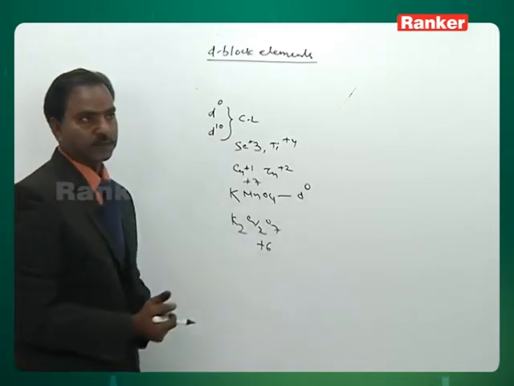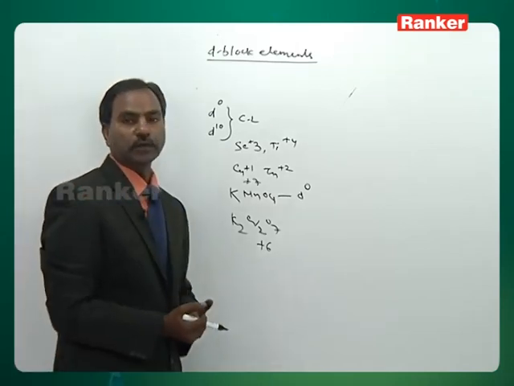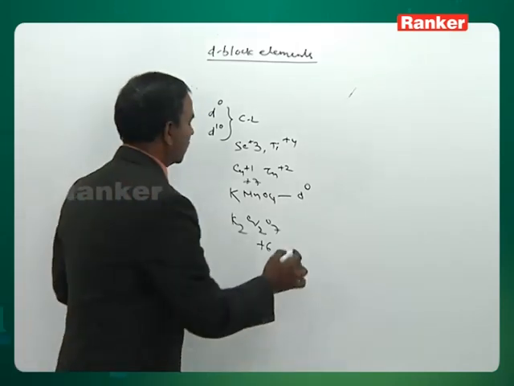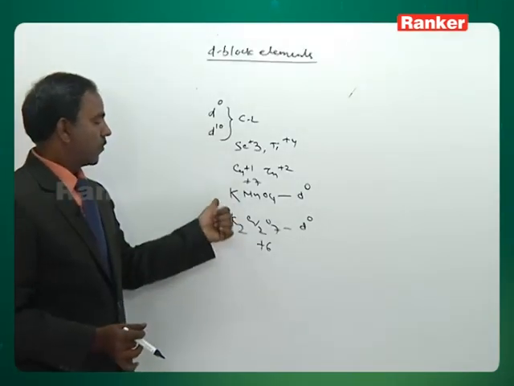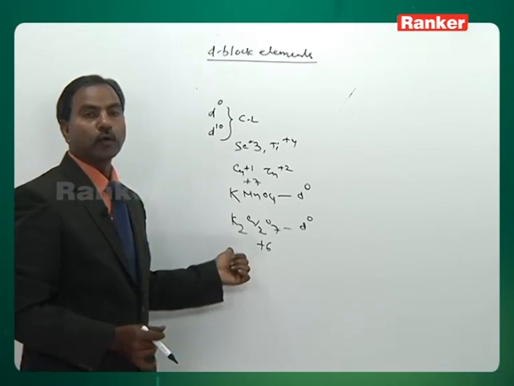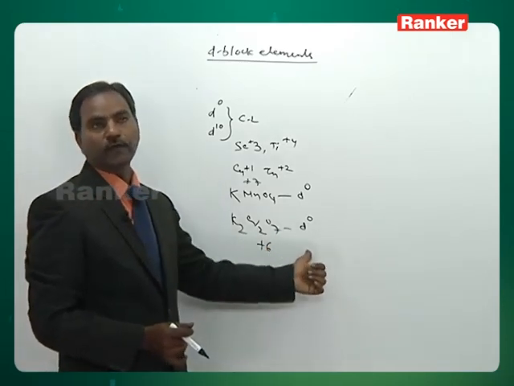Then chromium +6. What is the configuration? D5S1. Losing all the 6 electrons. Then it is again D0 configuration. See, KMnO4 and K2Cr2O7, both of these are carrying D0 configurations.